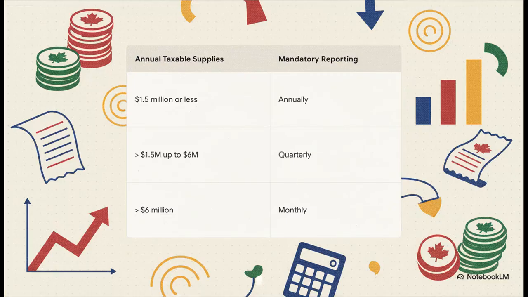So why on earth does this matter in the real world? Here's a perfect example. A business's mandatory filing frequency is based on its total annual taxable supplies. And remember what we said? Taxable supplies include zero-rated supplies. So let's imagine a huge corporate farm that has, say, $10 million in revenue. Even though they only sell zero-rated grain and never charge a single penny of GST to their customers, they are still considered a large supplier. That means they have to file a GST return every single month just to claim their ITC refunds.